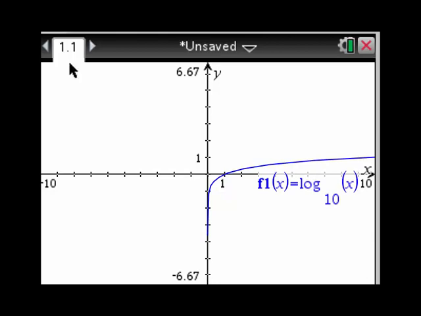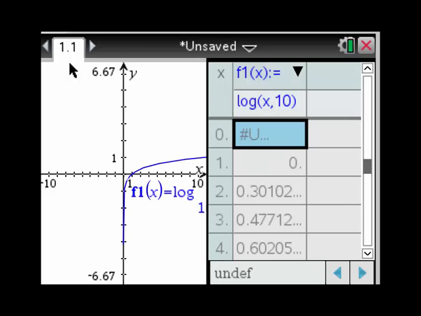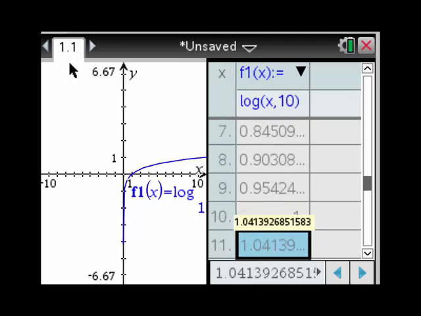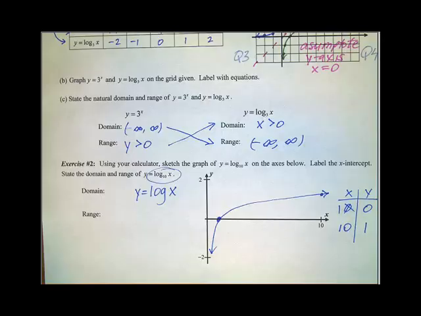So we have to graph this, so get your table. Notice your values. Well, below 0 is undefined and errored. Greater than 0, they're very small, till you hit 10, 1. So let's get that on your paper. So your graph should look something like this.